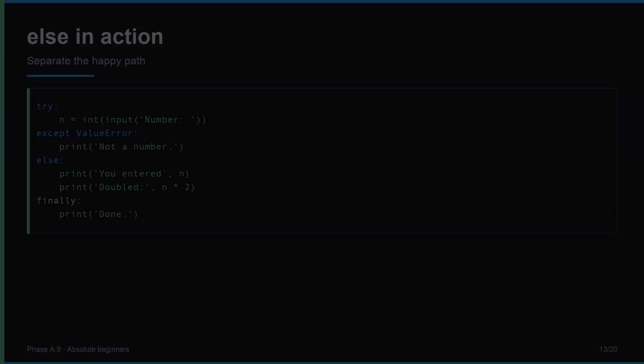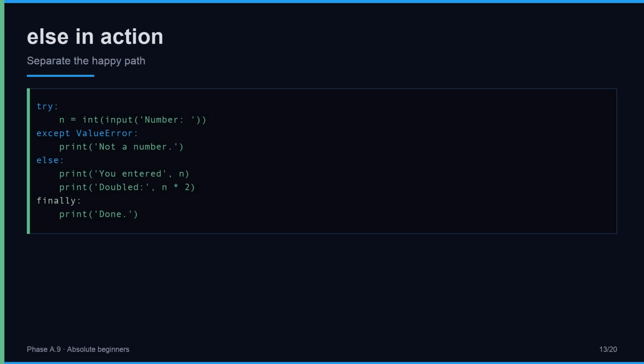Happy path only. Here is else in context. We try to parse the input. If it fails, the except body prints "not a number". If it succeeds, the else body runs: "you entered", and doubled. The finally body always prints "done". Notice the two print lines that depend on n live in else, not in try. That way, if those lines threw an exception, it would not be swallowed by the except ValueError. The happy path stays separate from the recovery.